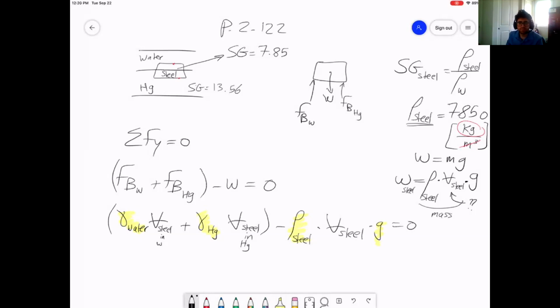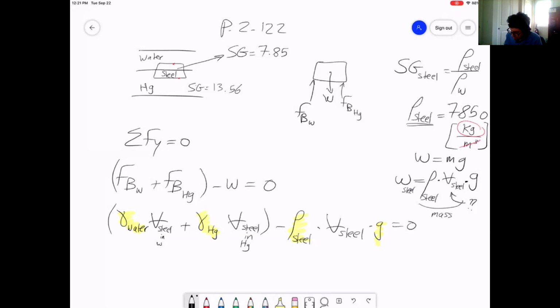Okay, so it would be like the volume of steel within water plus the volume of steel within mercury equals the volume of the entire thing, right? Yes, if you combine the two volumes, you should end up with the volume of the entire steel block. Okay, that makes sense.